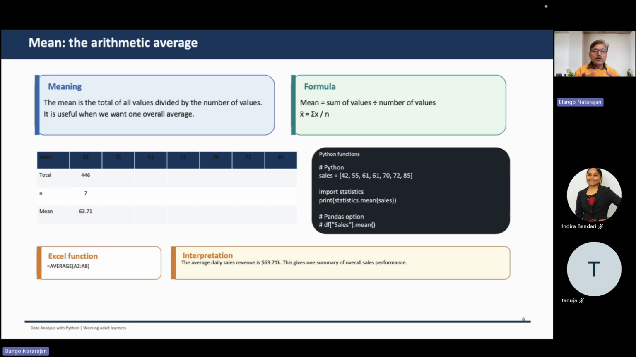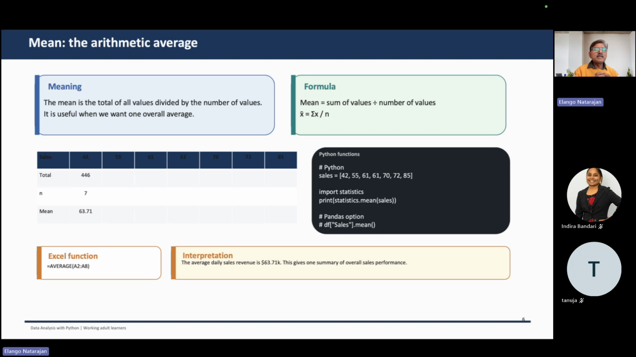I'll be focusing on finding the center and the spread. These are the two different things I would like to discuss with you this week. Mean is one of the important terms we consider in our data analysis.